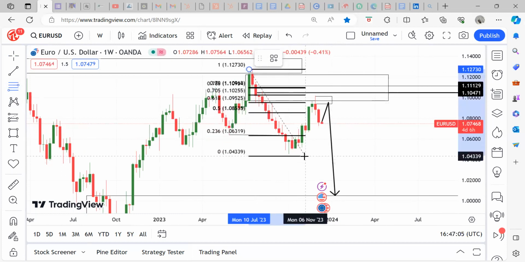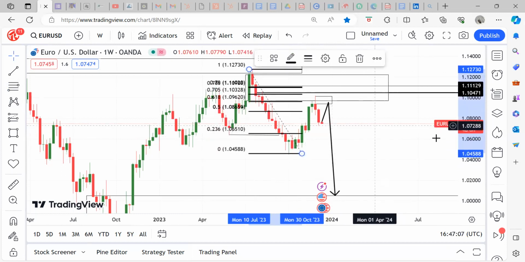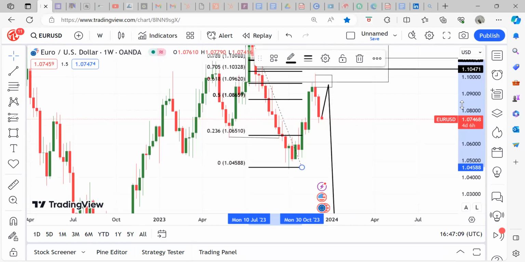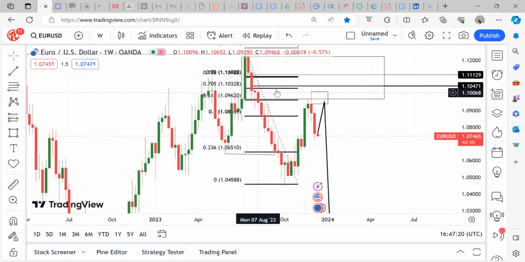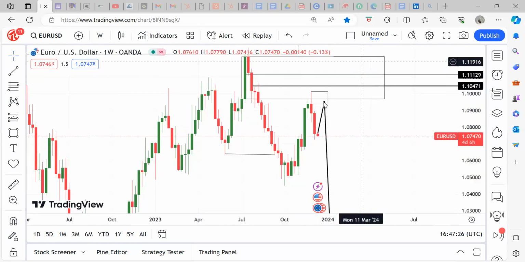Now let's use the fib because this is what I call an OT pattern. Go back to a premium. Now notice what is happening here. This price point is reacting between the 0.618 area and the 0.70 fib area. This is about three confluence just around this supply area.